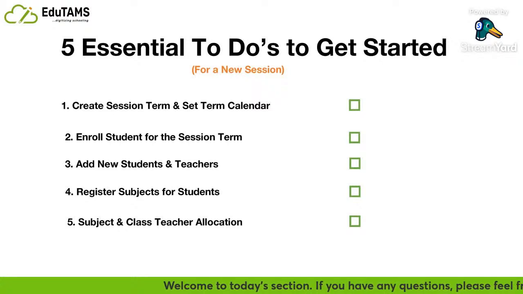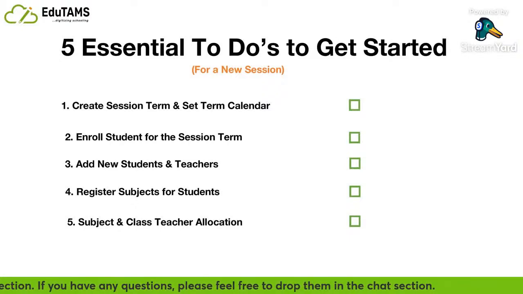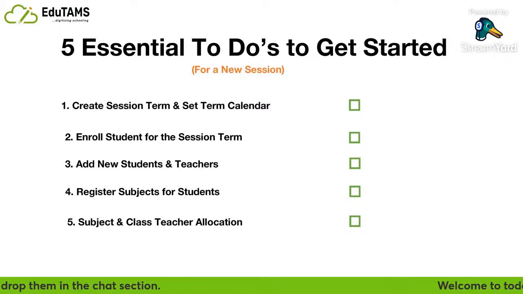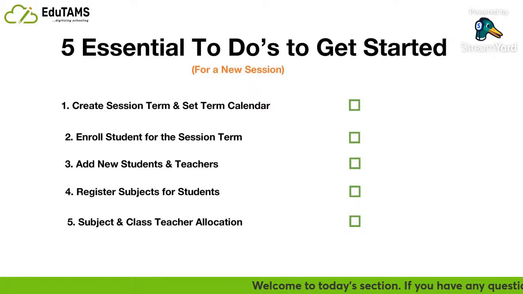That means the class teacher for GSS1 should have been allocated the GSS1 class, and the subject teacher for chemistry for probably GSS2 should have been allocated as the subject teacher for it. So these are the five checklists or to-dos that you need to get ready. They are very essential. You need to do them to make sure you get started.